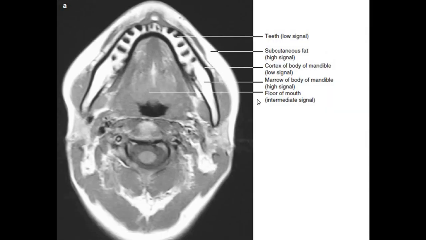Let's come back to this image. This is MRI. So this is the cortex of the body of mandible, and these small hypointense areas are the teeth, which are very dense. This is the marrow of the body of mandible, and this is the floor of the mouth, soft tissue. This is at the level of mandible.